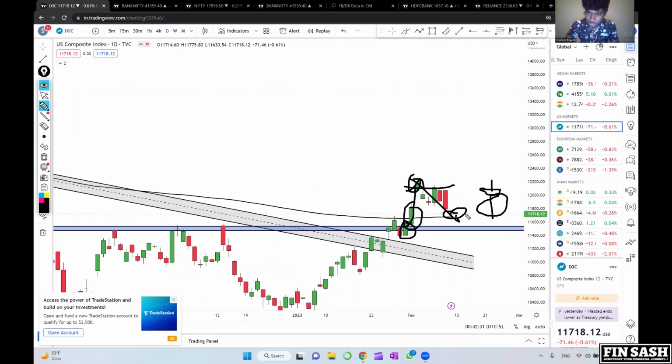Anyways, there's been a lower rejection. So this indicates a bullish sign, right? Either the US market can start reversing from the 200 moving average, or it can come to its support zone, which is this level, and then start moving up. But for the next couple of weeks, I'm bullish on the US market.